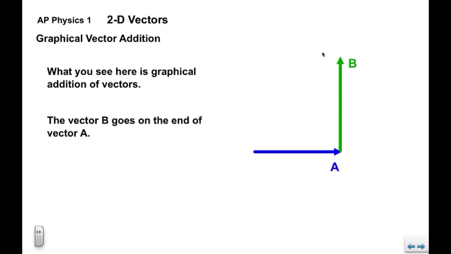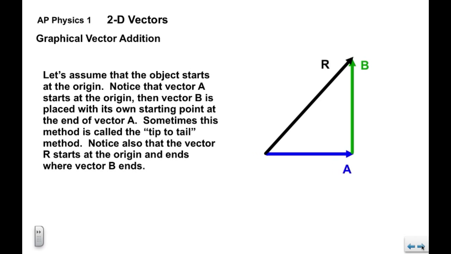So this effectively shows the graphical addition of vectors. We have vector A, we put vector B on the end of it so that the back end or the start of vector B is at the end of vector A. Assuming that the object started at the origin, vector A starts at the origin and then B starts at the end of A. This method, by the way, is called the tip-to-tail method because you're putting the tail of one vector on the tip of another. Notice that the vector R, the result, starts at the origin and ends where vector B ends.